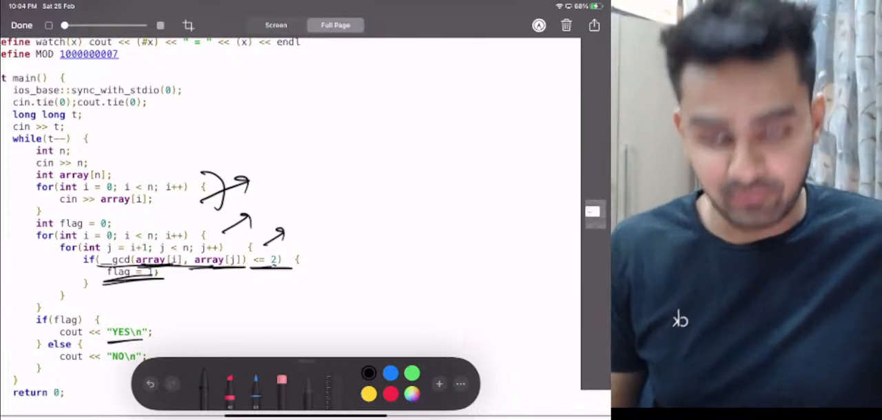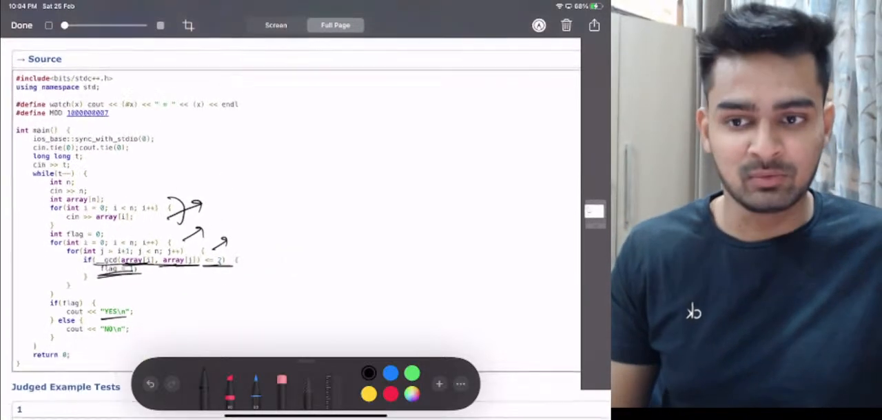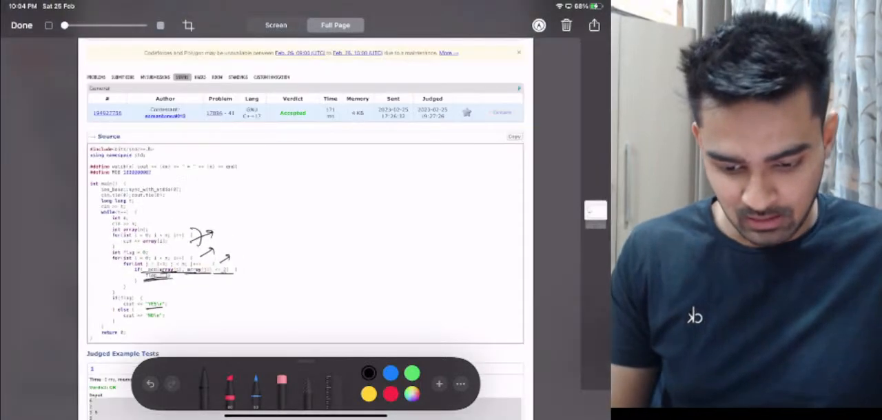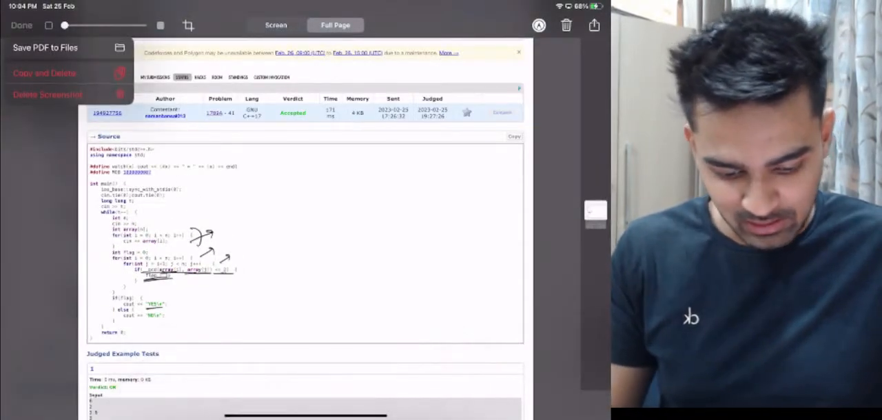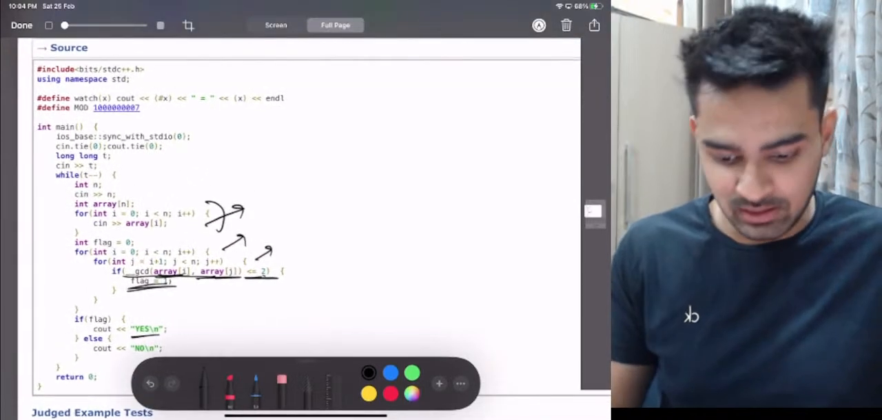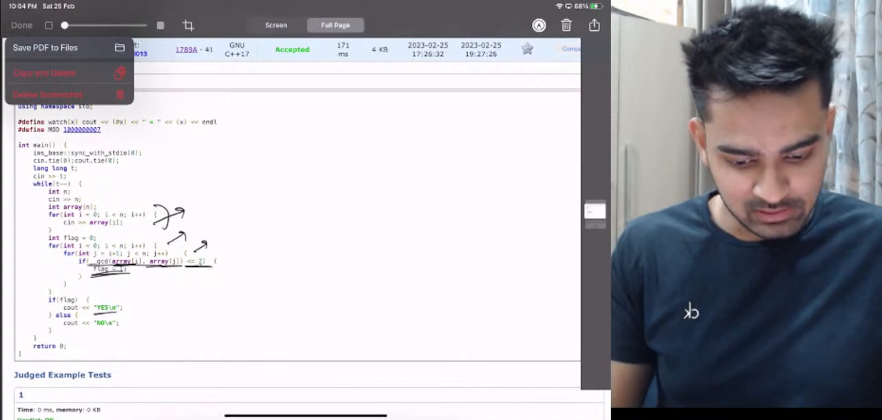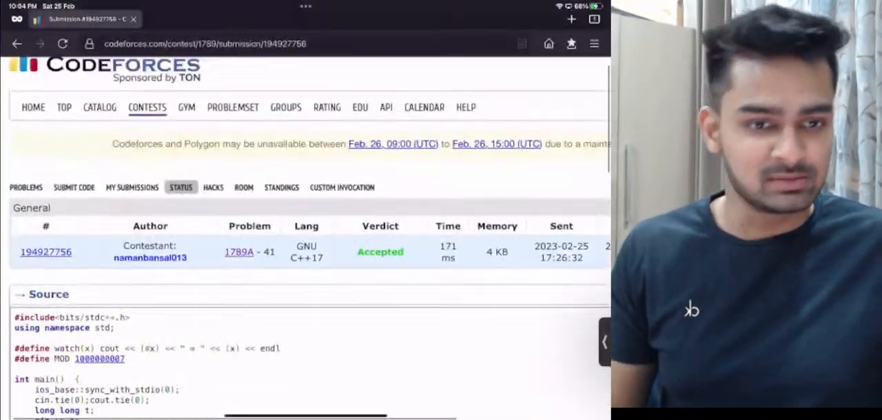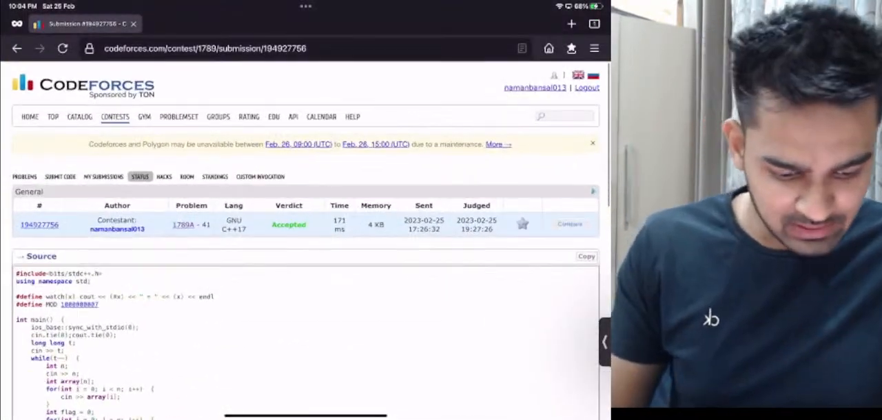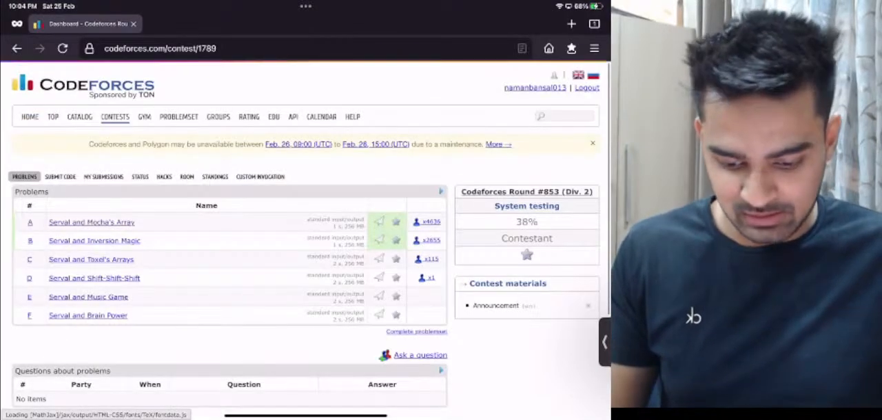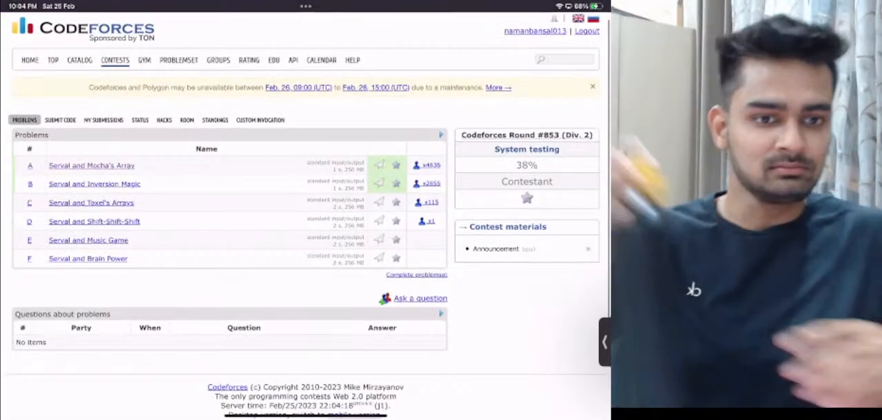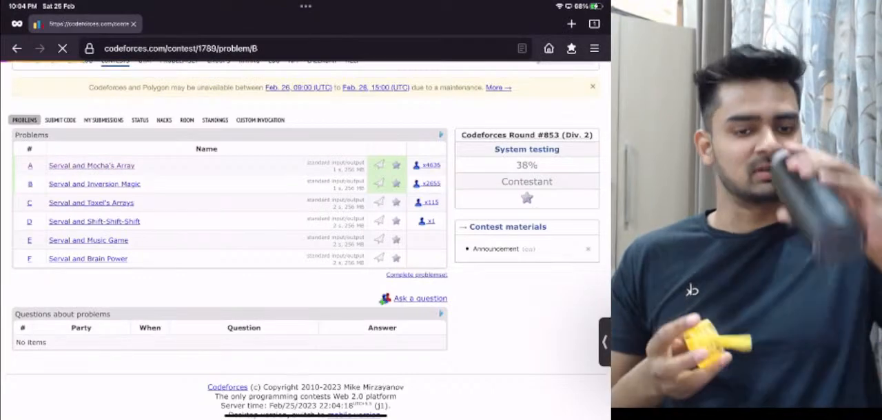I hope this is clear to everyone. If yes, we can move forward to the next problem. All right, so you can look at the code from my submissions as well, if you don't want to pause the video here. All right, so let's move to the next problem. I think A was pretty easy, so let's not waste any time. Let's move to the next problem.